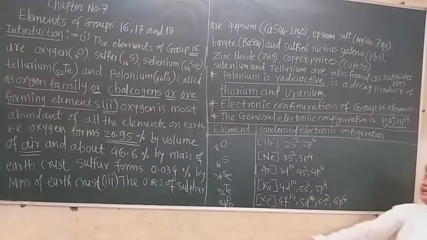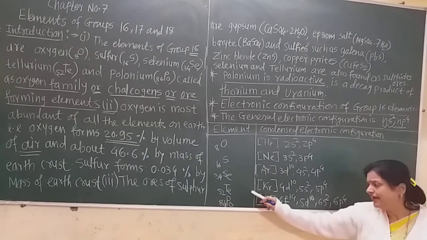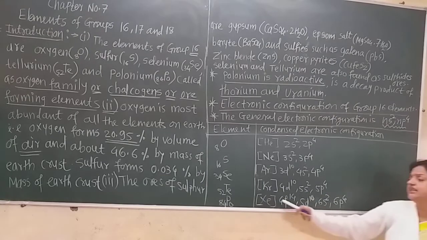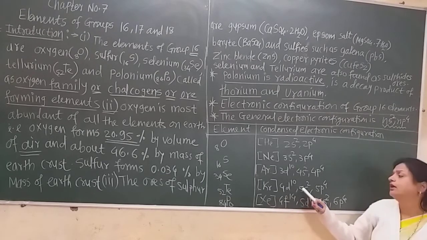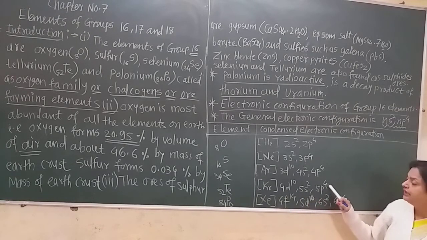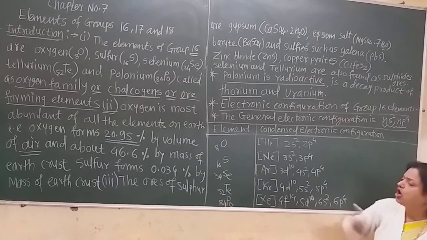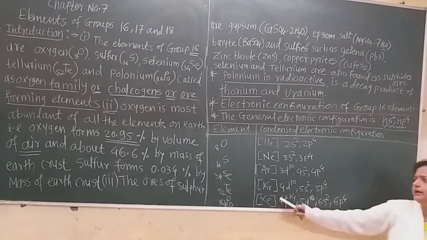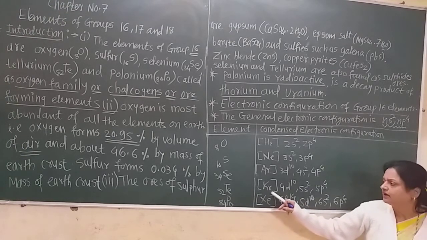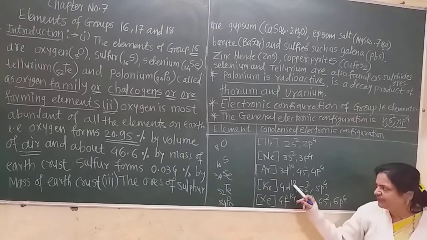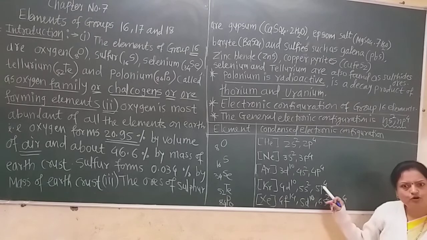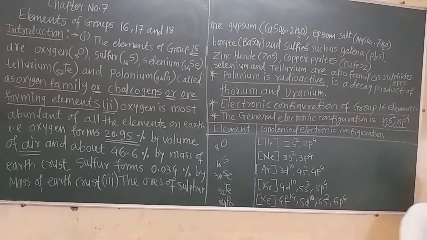Next is tellurium. It has atomic number 52, and the condensed electronic configuration is [Kr] 4d10 5s2 5p4. Now up to krypton there are 36 electrons. The atomic number of krypton is 36. Remember that. And plus 10 means 46, 48, and this makes 52. So krypton has atomic number 36, and it is an inert gas.